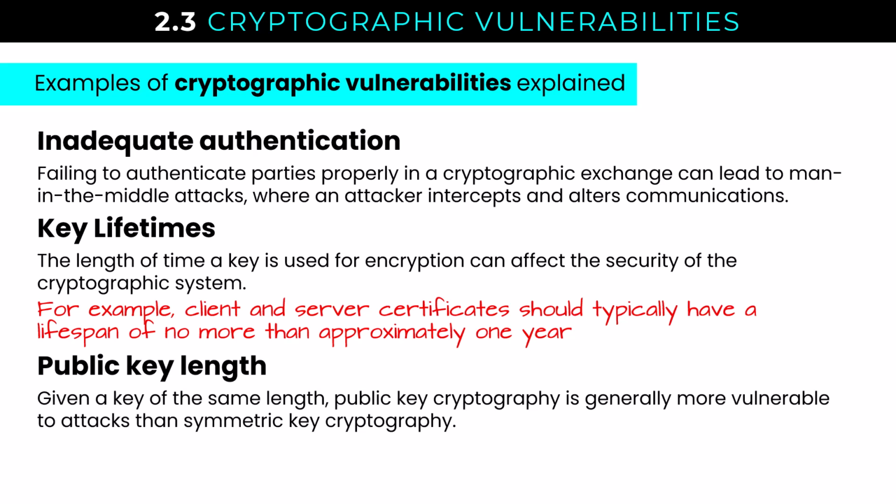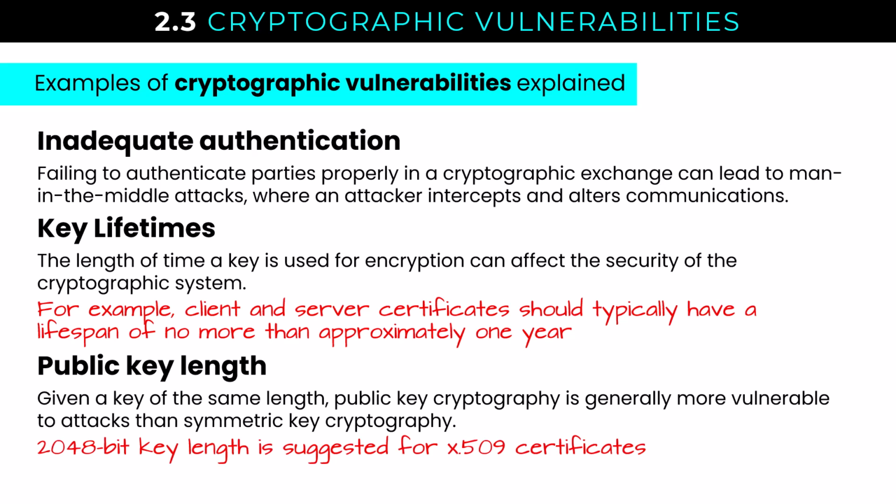We have public key length. Given a key of the same length, public key cryptography, also known as asymmetric cryptography, is generally more vulnerable to attacks than symmetric key cryptography. So, for example, it's recommended that we use a 2048-bit key length for our X.509 certificates. Those are the certificates you'd issue from a PKI.